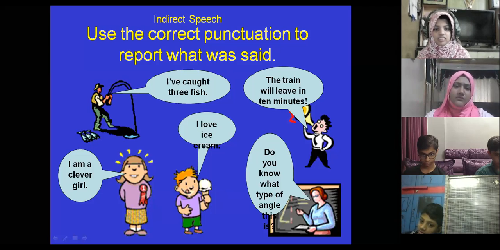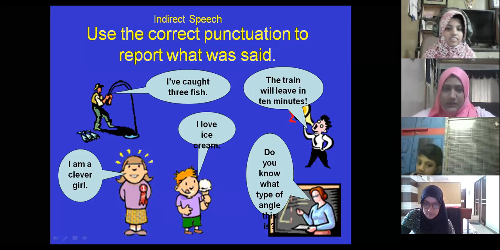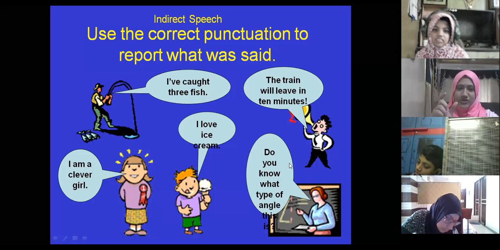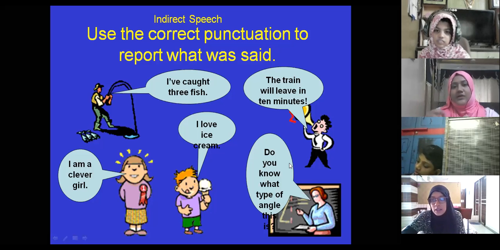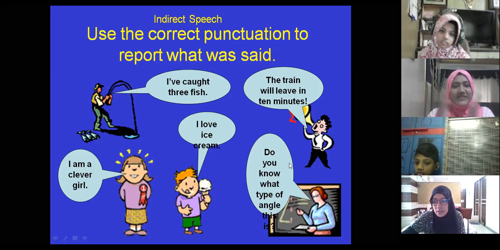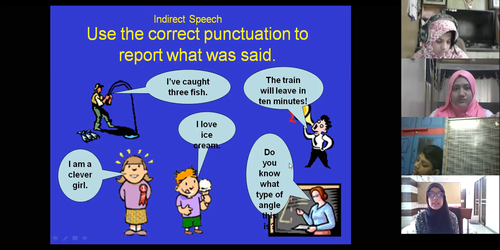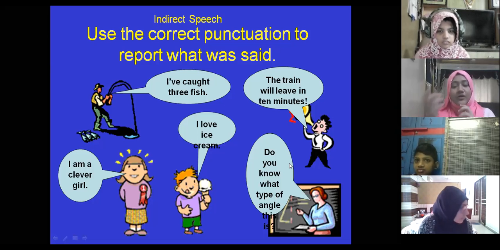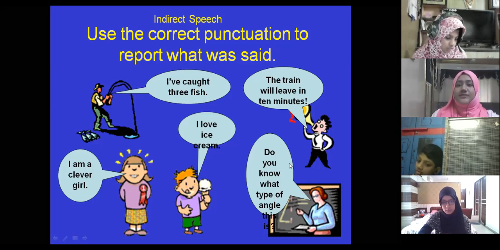What, Abdullah? And last one, can we just say, do you know what type of angle is this or this? No. You will not write is this because it's an interrogation. Okay, so you will write this is. Understood? When you say is this, that is a sentence. It doesn't become an interrogation. If you say is this, but if you write this is, it becomes a question. Okay, that's the structure.